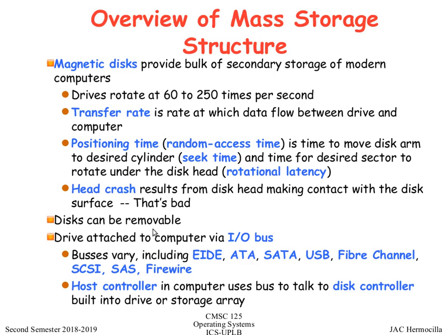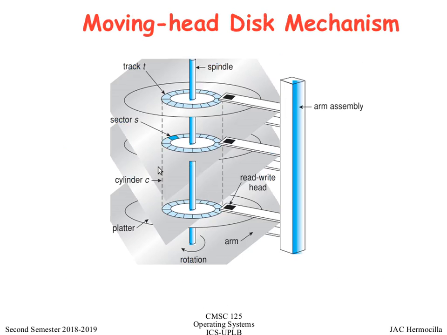Then you also have the positioning time or the random access time, which is the time to move the disk arm to the desired cylinder. So you have here this read-write head. These are the platters. You have several platters, and when you thread through them, you're going to get a cylinder. This whole thing is called cylinder C. And then you have the track, like an oval, so one of those is one track. And then inside the track, you have a disk sector.